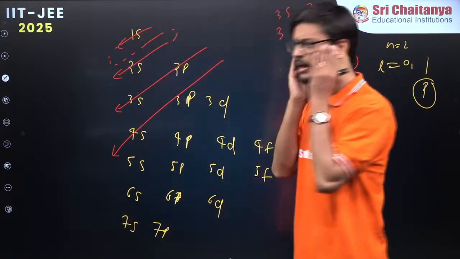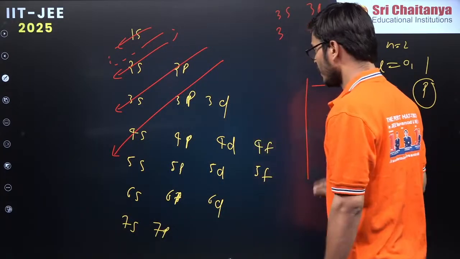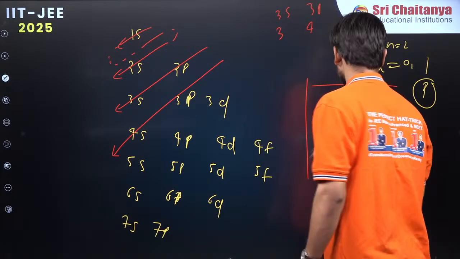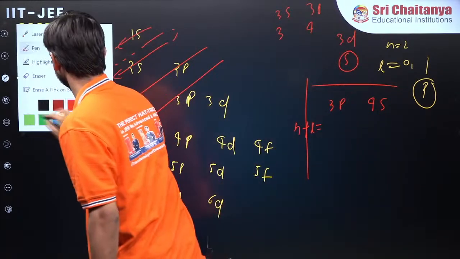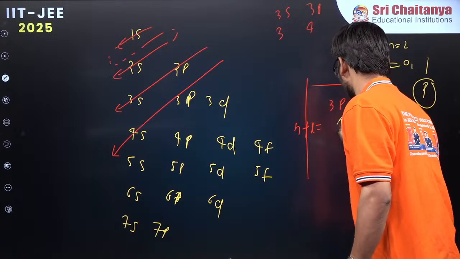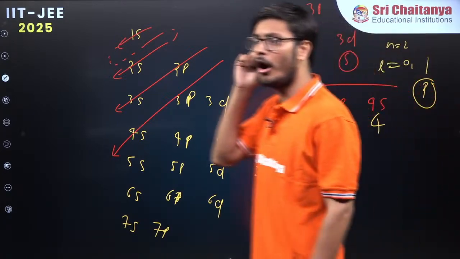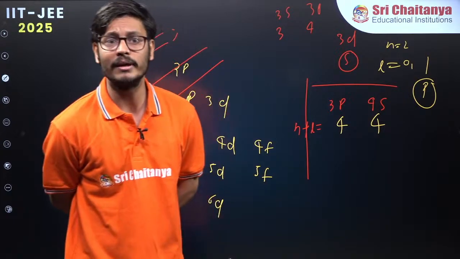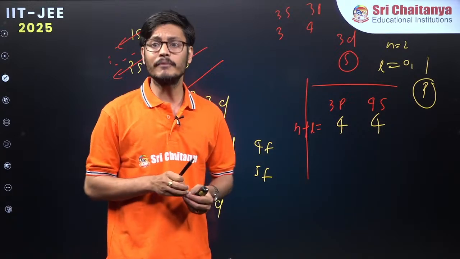Now I have a doubt, sir. What is the doubt? The doubt is, sir, tell me about 3p and 4s. What is the N plus L value for 3p and 4s? For 3p, 3 plus 1 is 4, and for 4s the N plus L value is also 4. Oh my God. Both are having the same N plus L value. Now what to do?